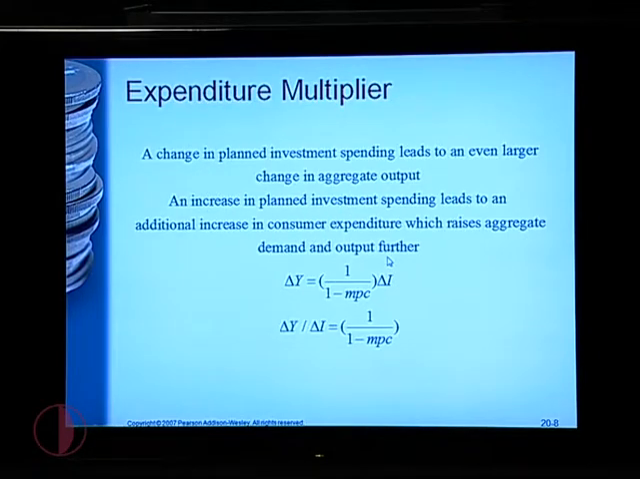Expenditure multiplier. This explains how a change in planned investment spending leads to an even larger change in aggregate output. How? Because an increase in planned investment spending leads to an additional increase in consumer expenditure, which raises aggregate demand and output further. That is, change in income equals 1 over 1 minus the marginal propensity to consume, which should be less than 1, times change in investment. So change in Y over change in I equals 1 over 1 minus the marginal propensity to consume.